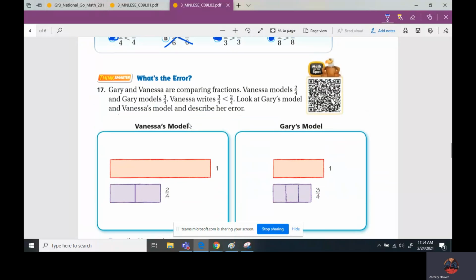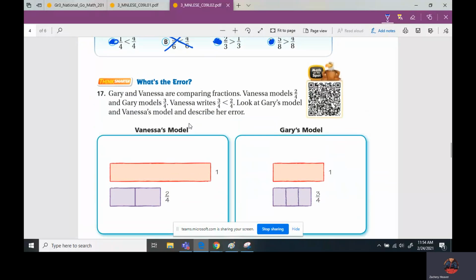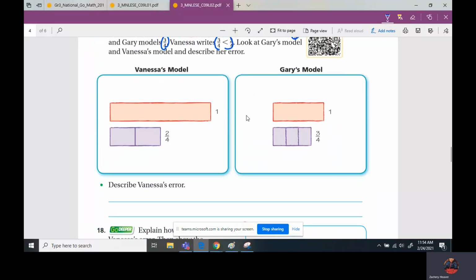The next one. Gary and Vanessa are comparing fractions. Vanessa models 2/4 and Gary models 3/4. Vanessa says 3/4 is less than 2/4. Look at Gary's model and look at Vanessa's model and describe the error. So the biggest thing is, look, they're about the same size. Actually, this one is actually maybe a little bit bigger.